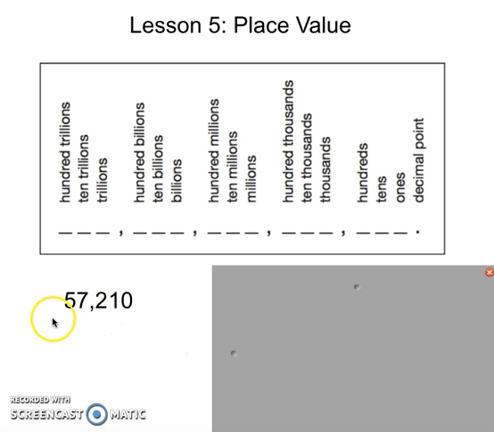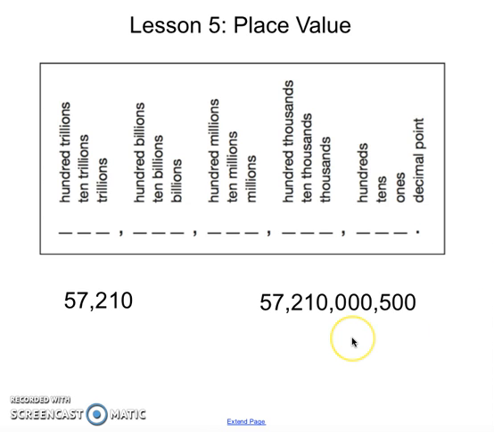So something like this. What you need to do is figure out how many commas we were working with. So here we only got the 1 comma. So we are matching up to the thousands and then the 10,000s place because that's where the 5 would go, that's where the 7 would go. So I would read this as 57,210. When it gets a little bigger, that's where it gets more complicated.